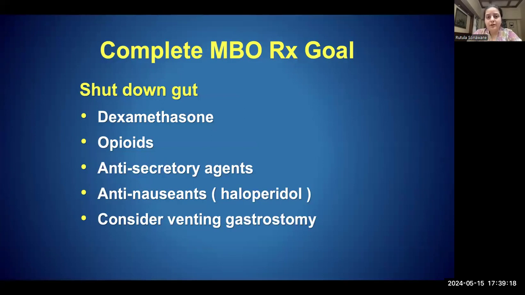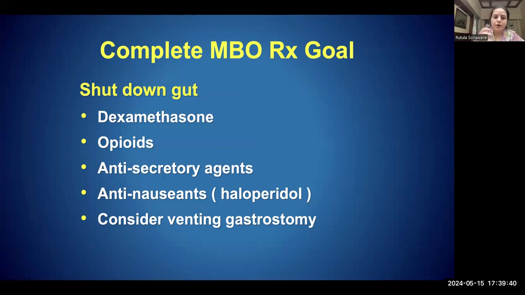If it is complete, on the other hand, the goals become different. You want to shut the gut down completely. So you basically want to give your gut a rest. So you would use the steroids here very liberally. It takes away the edema. It will help with the secretions as well. You will use opioids because there will be a lot of pain associated with complete bowel obstruction.